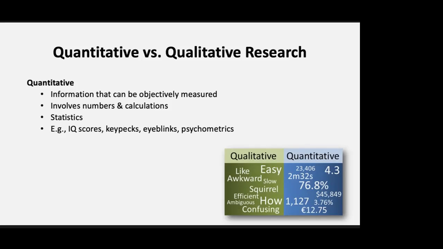Okay, so these are things like IQ scores, right? Key pecks. So lots of basic research studies being done with pigeons, right? And they peck a key. So we can count those, right? The number of eye blinks, psychometrics. These are all numbers, okay? Percentages, things like that. You can measure the amount of time, right? You can measure dollars, you can measure amounts. So anything that is involved with any kind of calculations or numbers, we call that quantitative research. But these calculations, they can be objective.